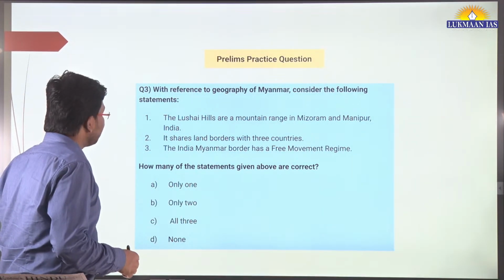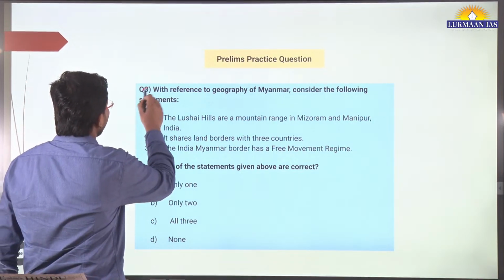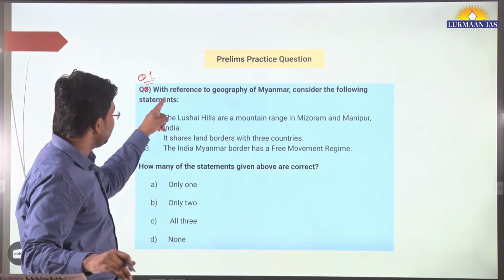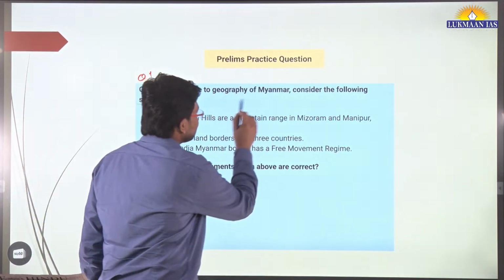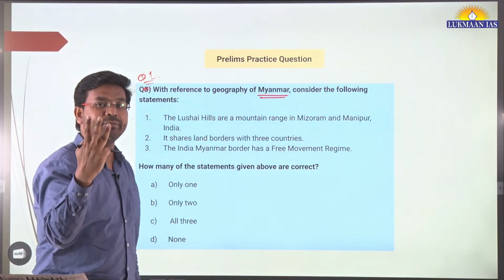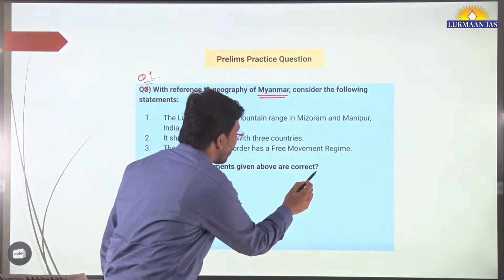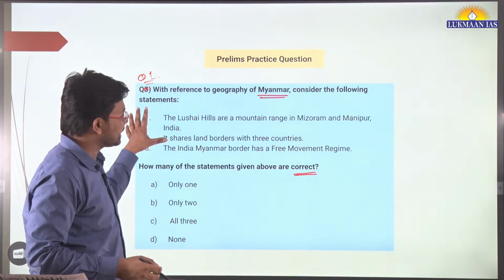So now over here, this is, let's say, question number 1 for our understanding, because we are taking it first. It says, with reference to the geography of Myanmar, consider the following statements. They have given 3 statements to us, 1, 2, 3. We need to identify how many of the above statements are correct. For this, let us read these statements.